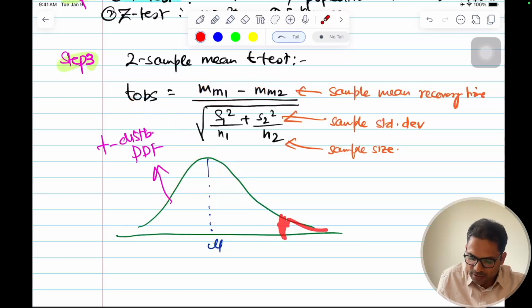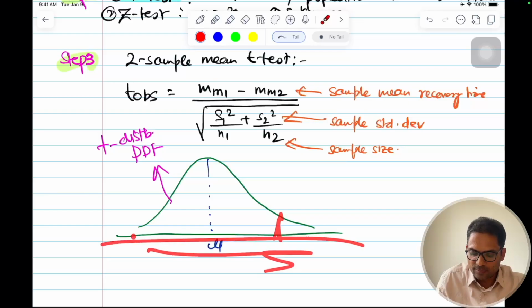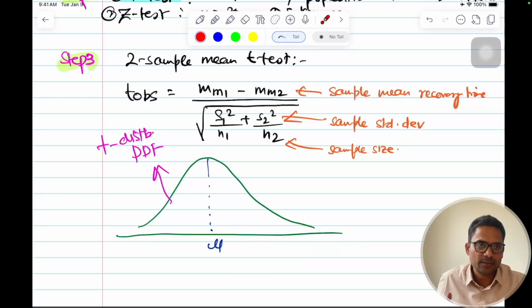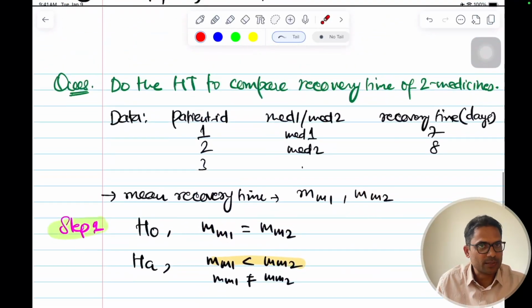The t observed is coming here somewhere or here somewhere, depending upon the alternate hypothesis, whatever we have. So where it is lying on this, and depending upon that we'll do further analysis. I hope step 3 is clear. This is very important to understand.